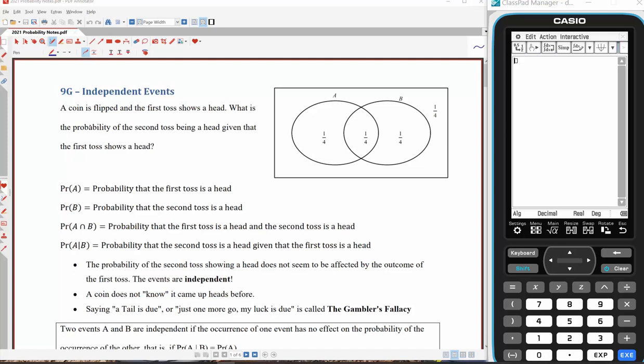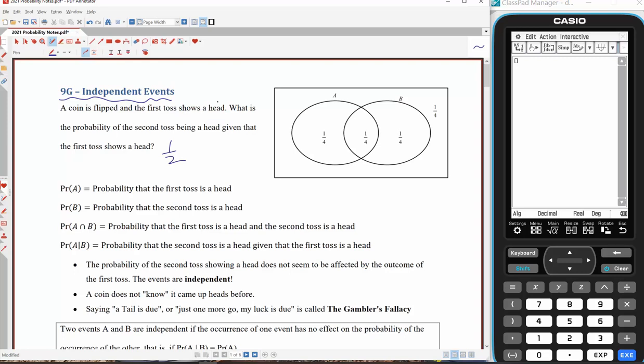This video is all about independent events. A coin is flipped and the first toss shows a head. What is the probability of the second toss being a head given that the first toss shows a head? Well, hopefully you know the answer intuitively to this one. The answer is a half, because each coin toss is independent of the last.